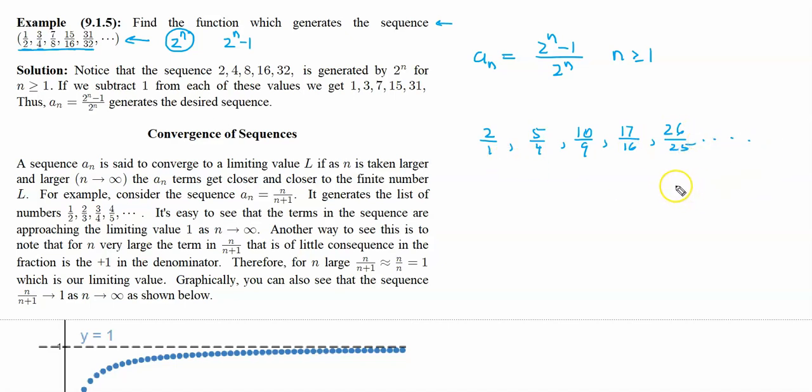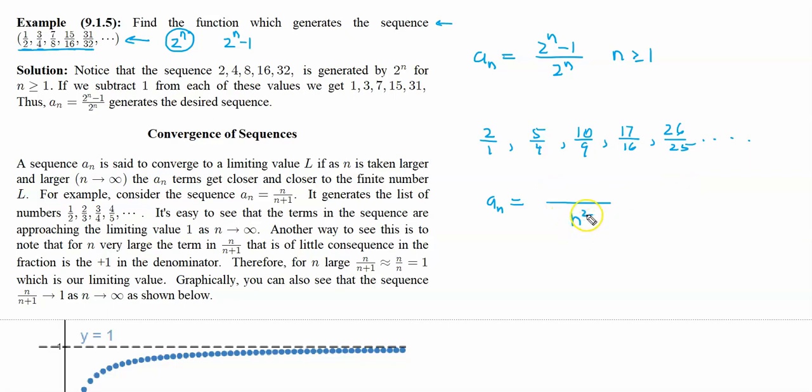So here's another sequence of numbers. Let's try to find the function a sub n that generates these. Well, if we look at the denominator again, we see 1, 4, 9, 16, 25. Those look familiar. Those look like n squared, right? So it looks like our denominator is going to be n squared.